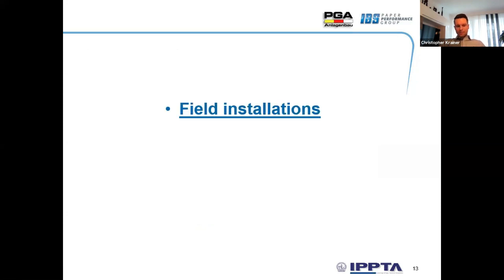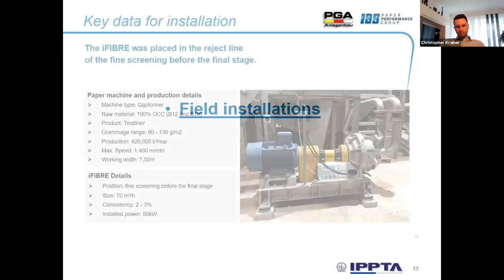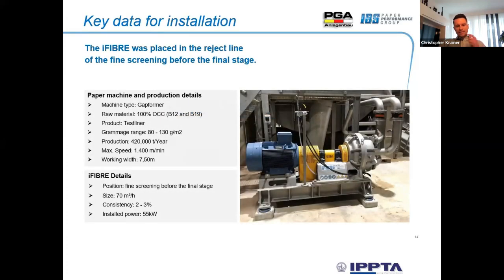In the next chapter, I will present some field installations of the I-fiber. Let us start with a field installation at a German customer. The I-fiber desaver was placed in the reject line of the fine screening before the final stage. A detailed flow sheet will follow in the next slide.